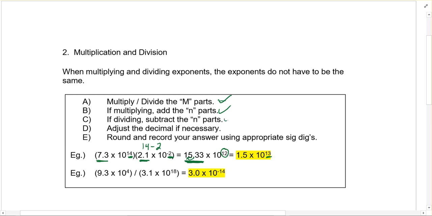Okay. Round and record your answer using proper sig digs. So in the question, we had 7.3 and 2.1, sig digs of 2. Our answer should have sig digs of 2. Okay, so that's going to be it for scientific notation.